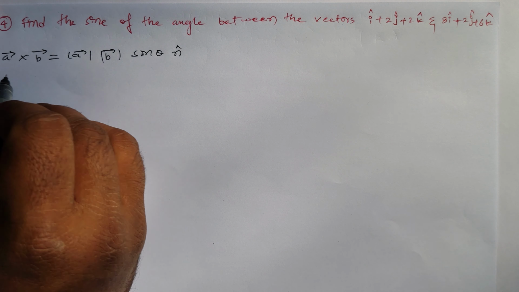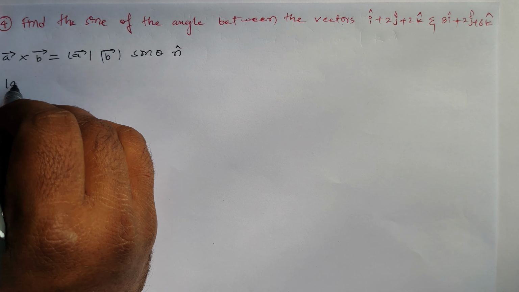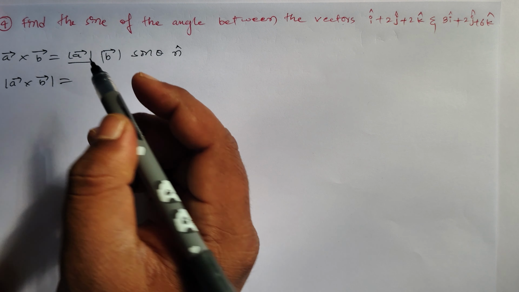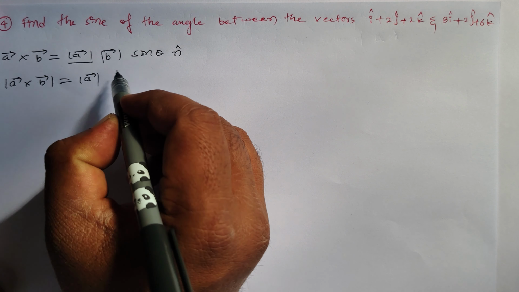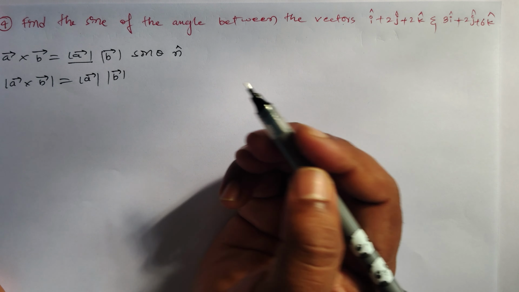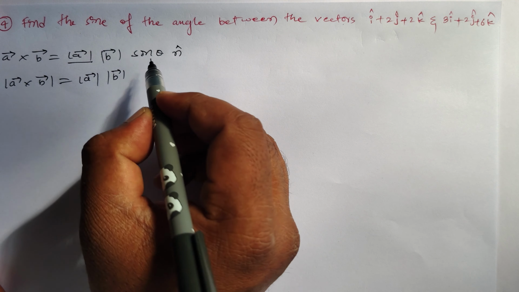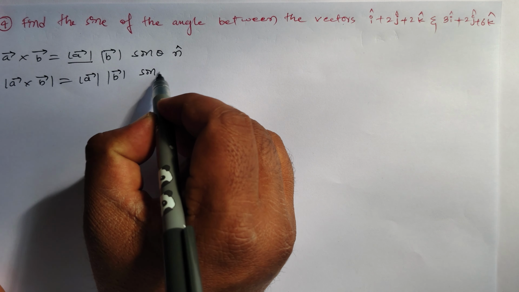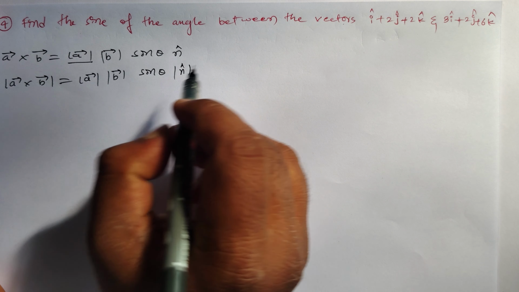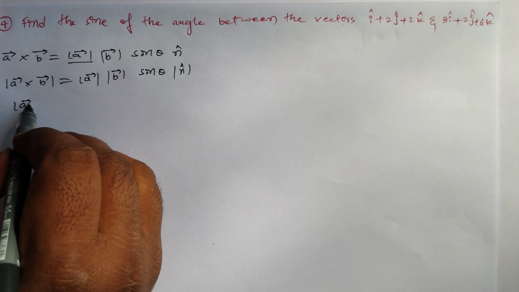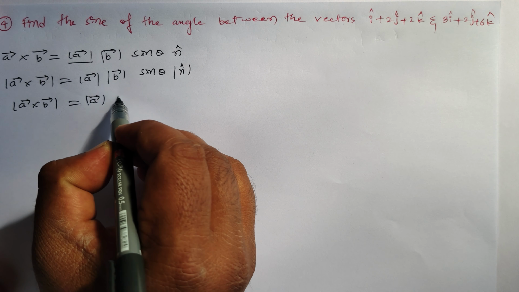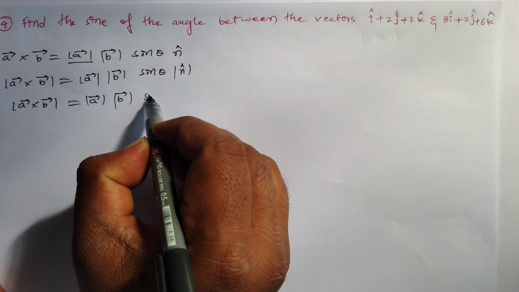I will take the modulus, the magnitude, on both sides. Magnitude of A cross B equals magnitude of A, which is again magnitude of A. Scalar magnitude is scalar, right? So magnitude of B is again B. Sin theta magnitude is also scalar, it is also sin theta. So n cap magnitude, that is equal to magnitude of A cross B is equal to magnitude of A, magnitude of B into sin theta.